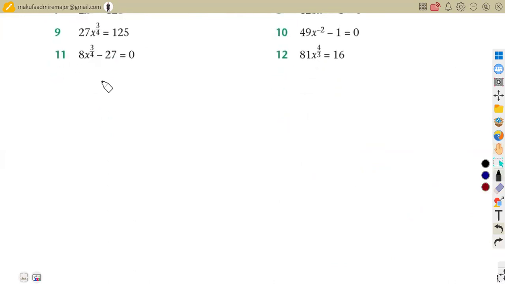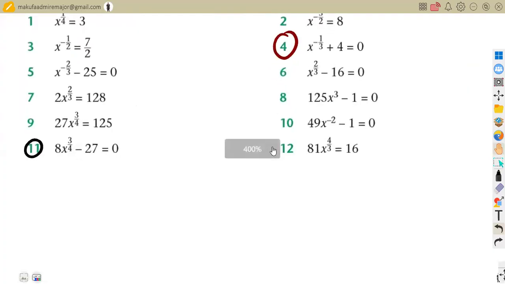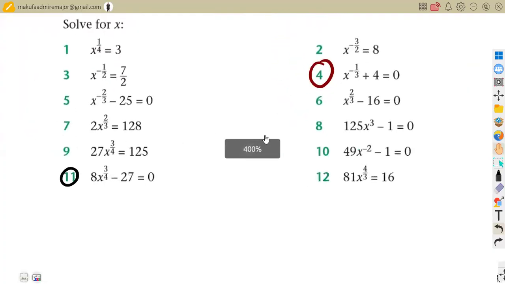So like I said, I'm not going to answer all these questions. Let us just try a last question, which is question number 11. If you've got a challenge, try to answer other questions. There are so many questions. If you have a challenge, let me know in the comment section so that we can work those questions together.